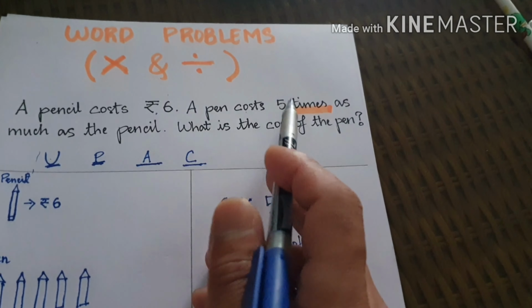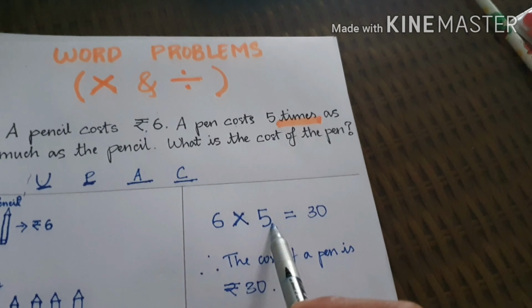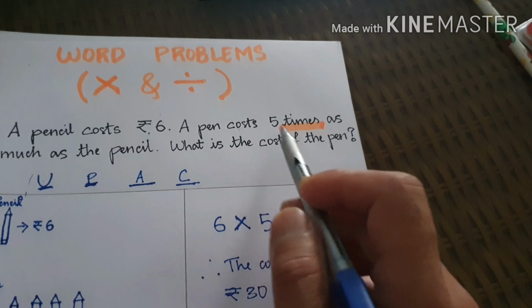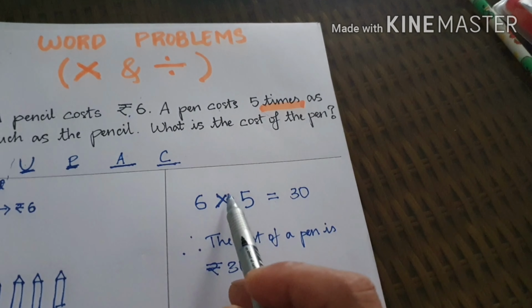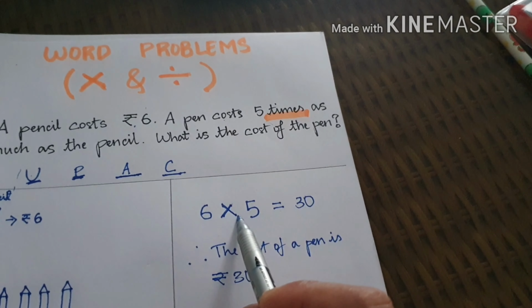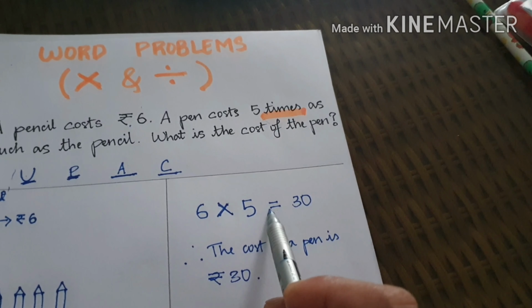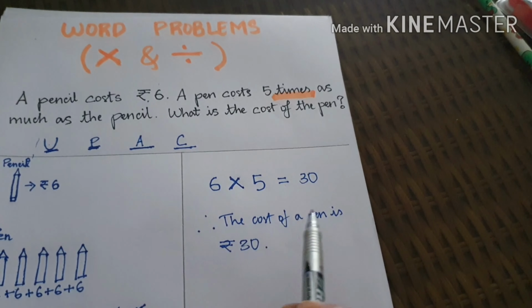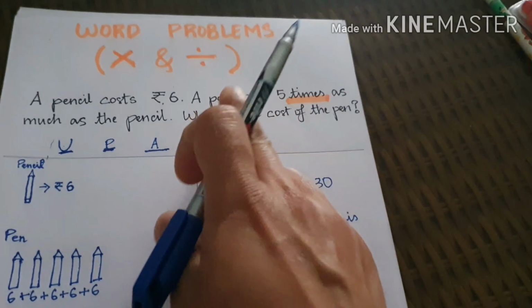The other way I worked it out was, since I know there are 2 numbers in this word problem, 6 and 5, I wrote 6 and 5 beside each other. Then I went to see my keyword, that's times. Times means multiplication, so I added the multiplication sign out here. 6 times 5 I know is equal to 30. Therefore the cost of a pen is rupees 30. Very simple.